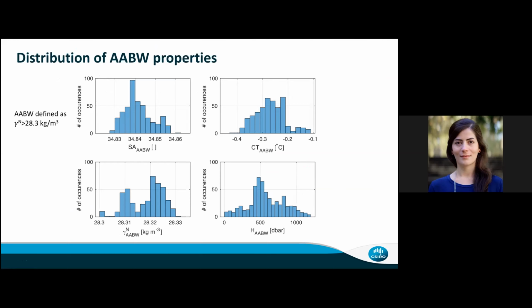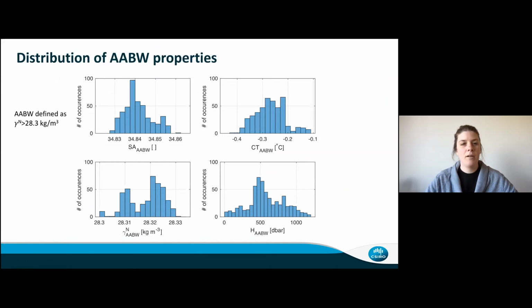So if you simply define Antarctic bottom water as any waters denser than 28.3 kilograms per meter cubed of neutral density, and you look at all the floats for the top panels and the bottom left, it's all the floats that sampled Antarctic bottom water and reached the bottom. So it's the average of those properties, salinity, temperature, and density, over the entire bottom water layer.